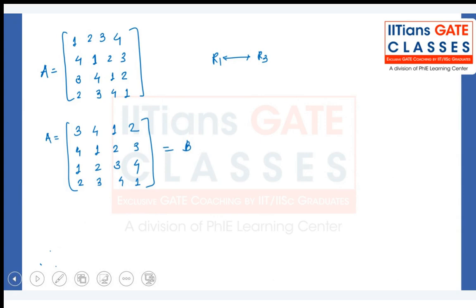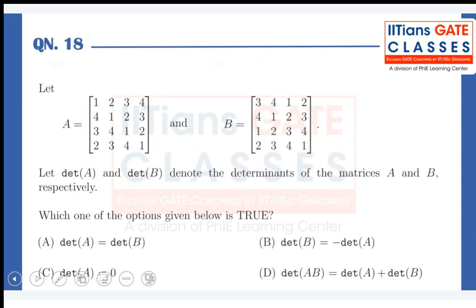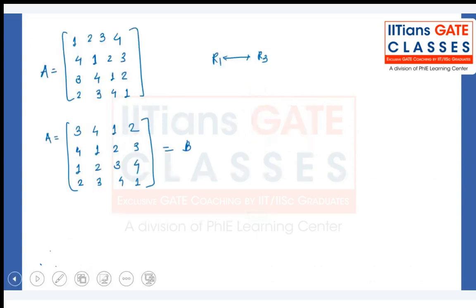So the first row is 3, 4, 1, 2. Look at this, 3, 4, 1, 2, right? So basically, our matrix became the same as matrix B. A and B are now the same by performing this row operation.